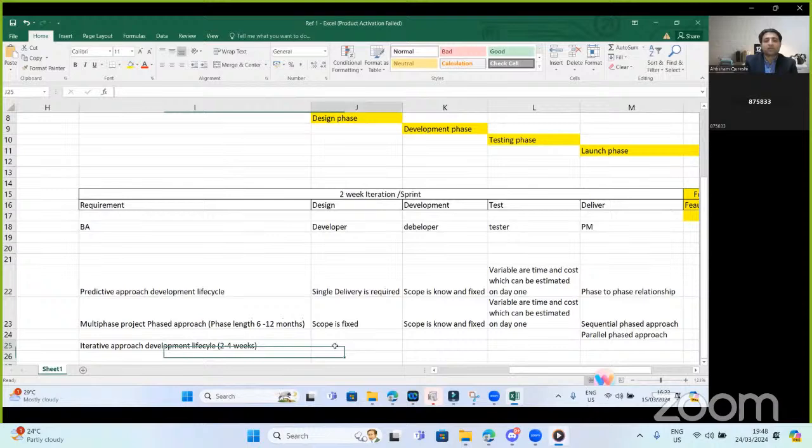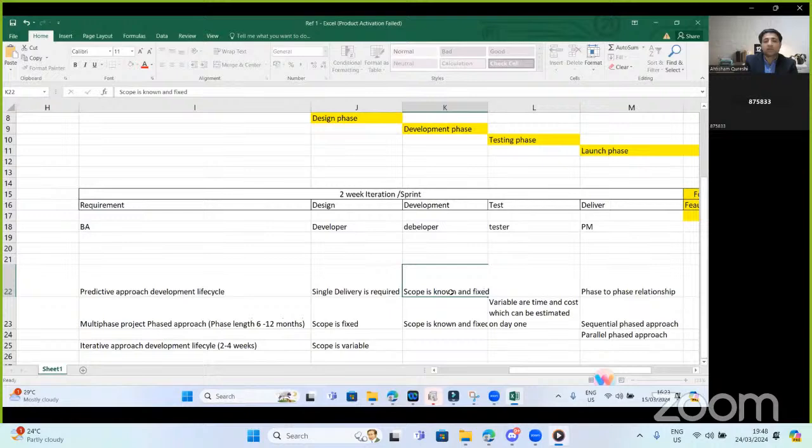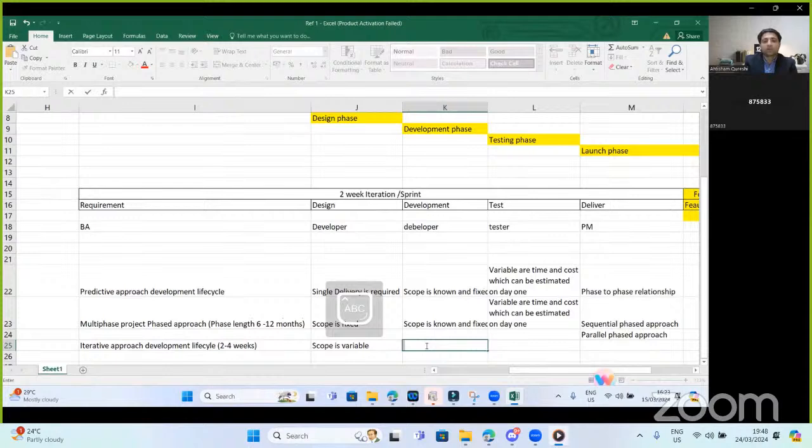And this is where scope is variable. Scope is variable, then scope is not known fully. Here we can say it's unknown. Scope is not clear on day one. We partially know about it.